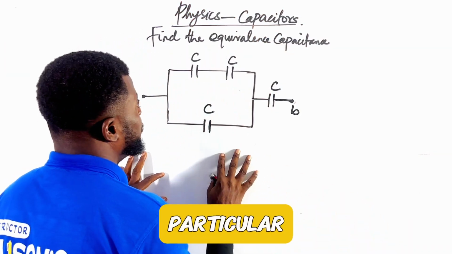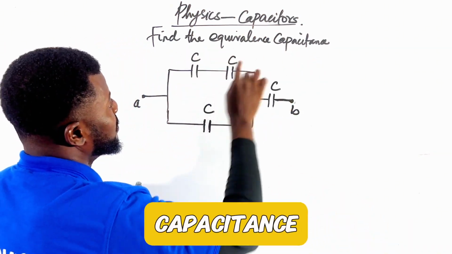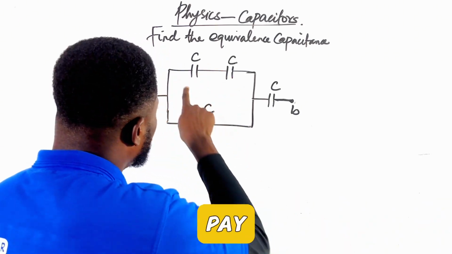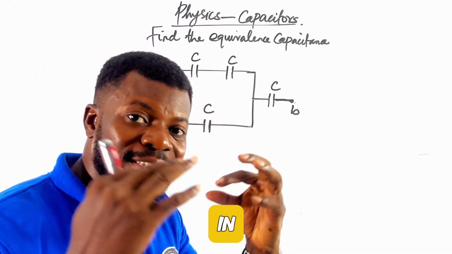Let's resolve this particular problem. We need to find the equivalent capacitance in this particular circuit. How do we go about it? Pay attention to these two. They are connected in series.